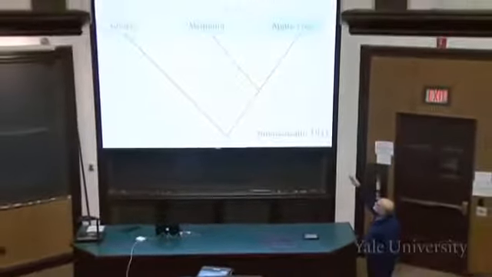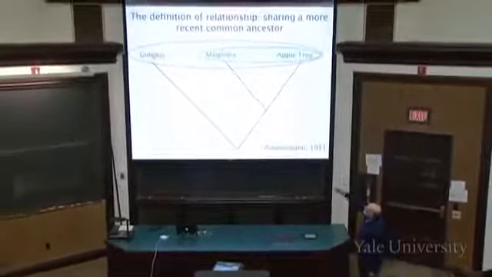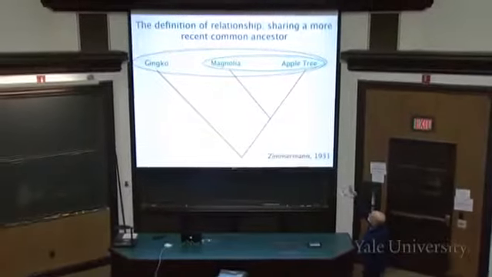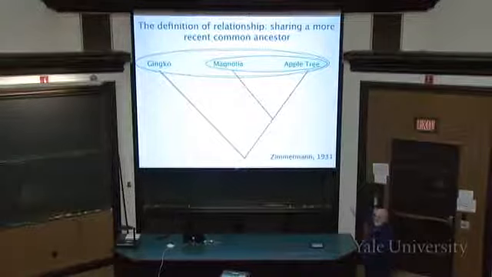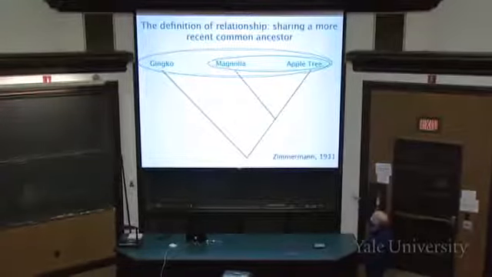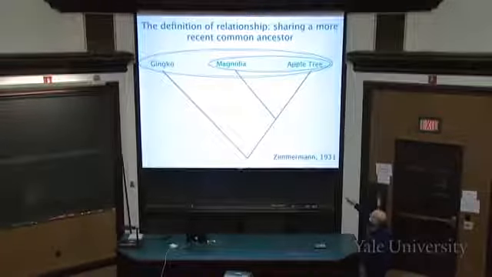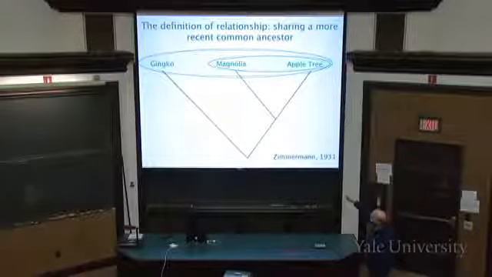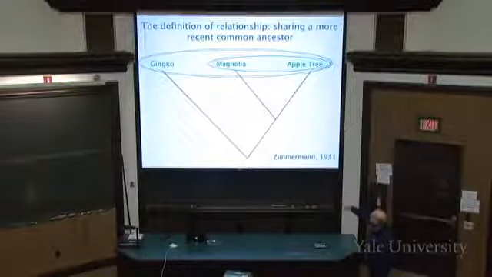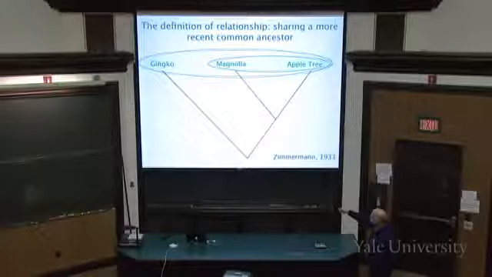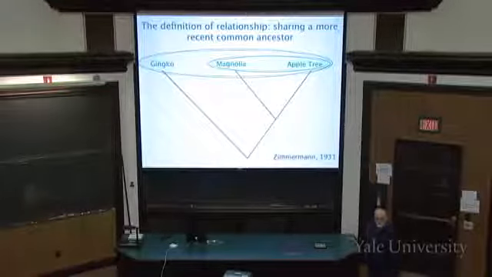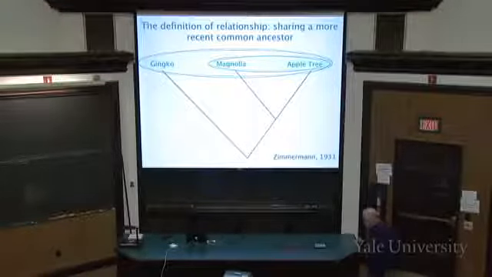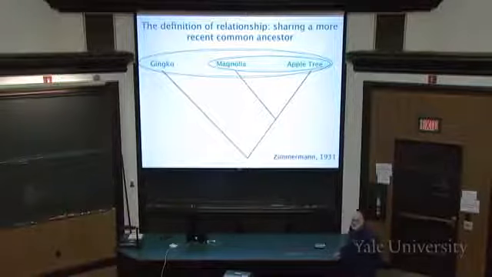And it's just sketched here, okay? And it seems very simple. Sharing a more recent common ancestor defines relationship. So magnolias and apple trees are more closely related to each other than either is to a ginkgo, because this point on the tree is later in time and connects them than this point on the tree, which connects them to ginkgos. Seems like a very simple idea. It wasn't really clearly articulated until Zimmerman laid it down as a principle in 1931.